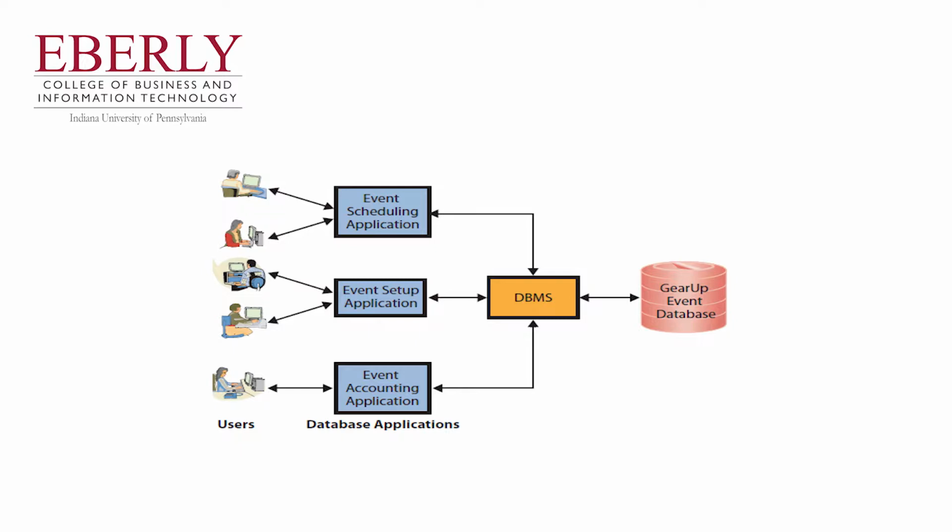Buyers used the first one to schedule events. Operations personnel used the second to set up the graphics and auction items and screens. And accounting personnel used the third to process event financial results. These applications have different purposes, features, and functions, but they all process the same GearUp event database.